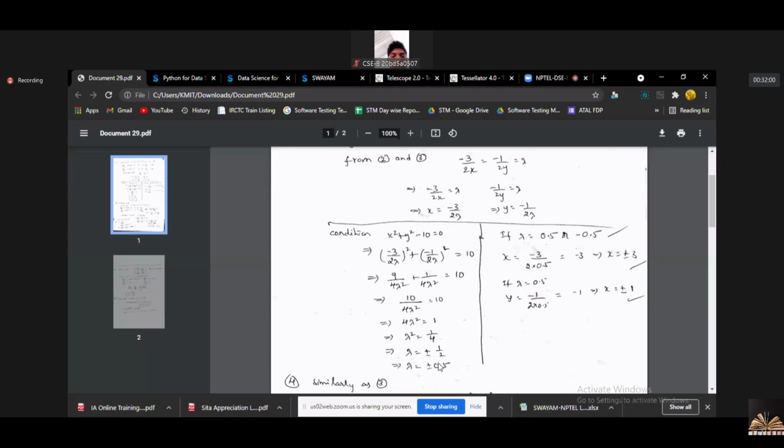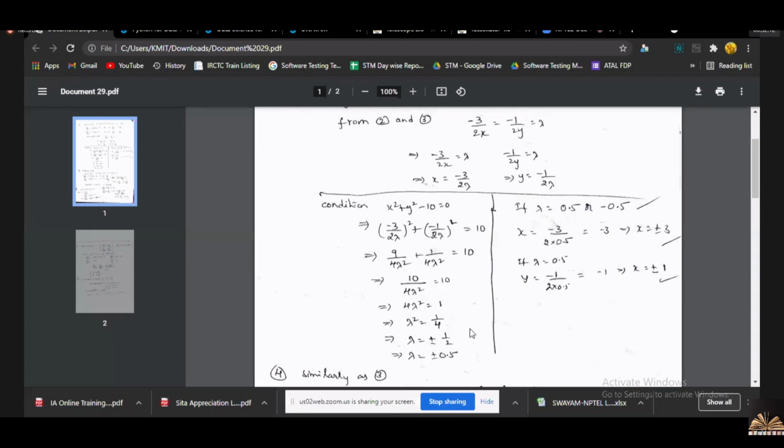So lambda equal to plus or minus half. That plus or minus half is nothing but lambda equal to plus or minus 0.5. We got the lambda value as plus or minus 0.5 because lambda square equal to 1 by 4. So plus or minus 0.5 means it can be considered as 0.5 and also negative 0.5.